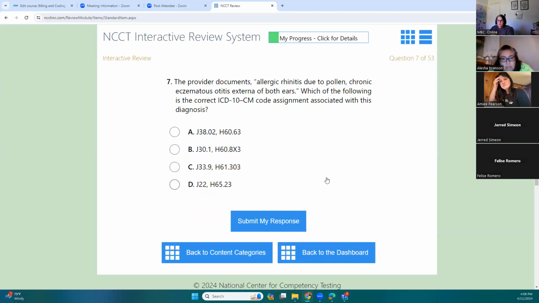All right, so now this one's going to be a little trickier, right? Because it's two codes. Do not let that scare you. The provider documents allergic rhinitis due to pollen, chronic eczematous otitis externa of both ears. That's an ear infection. Which of the following is the correct ICD-10 code assignment associated with this diagnosis? So it's allergic rhinitis due to pollen and chronic otitis externa of both ears.